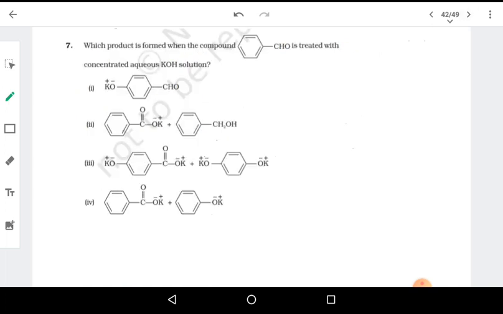Let us now talk about the next question. Another very easy question. Which products is formed when the compound ArCHO is treated with concentrated KOH solution? Remember the main products. We have an alcohol and we have a sodium salt of carboxylic acid. So what should be the answer? We have an alcohol. It cannot be option number 1. It cannot be option number 3. It cannot be option number 4. So the answer should be option number 2.